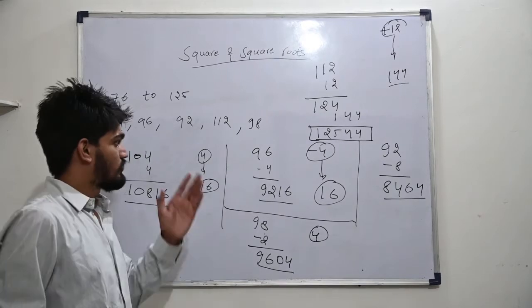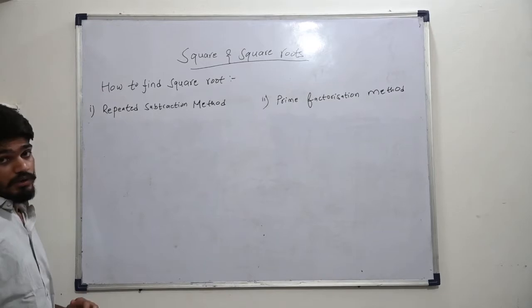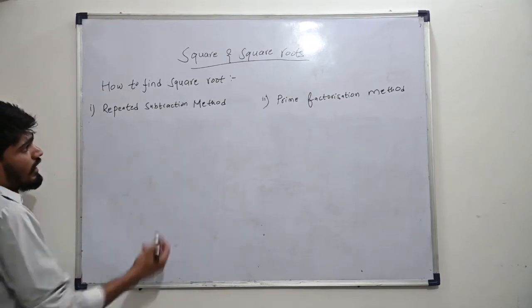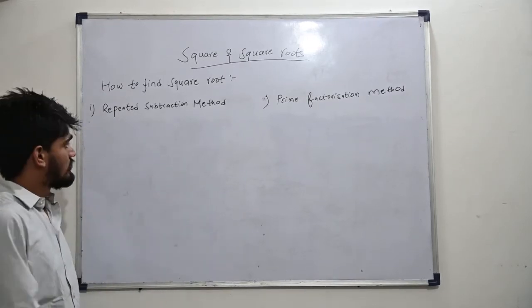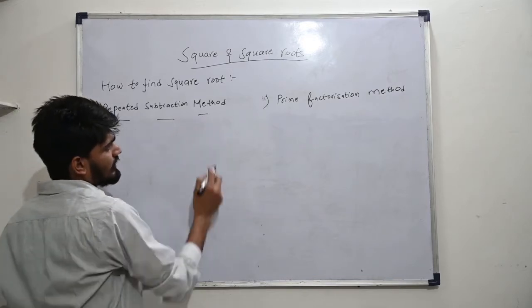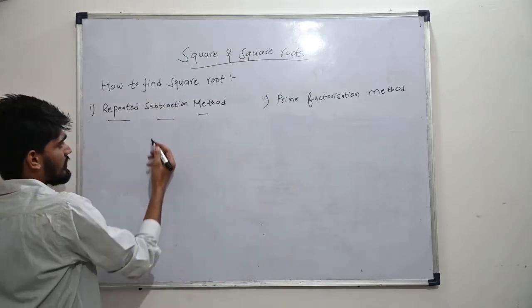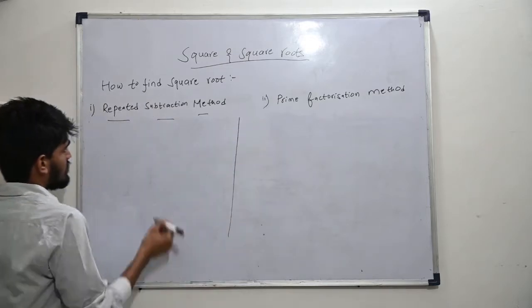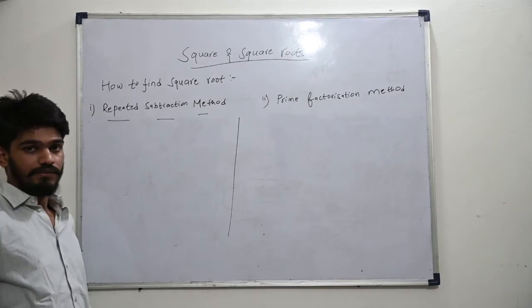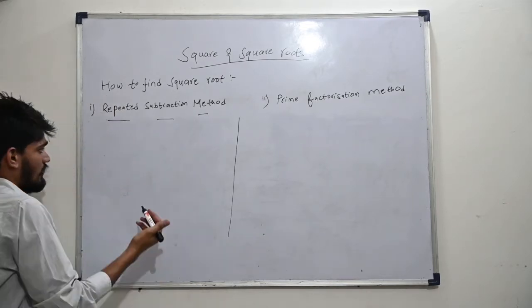Now we are going to check what exactly is square root and how to find it. Okay. Now we are going to learn about how to find square roots. For that we have two methods which we are going to discuss in this class: repeated subtraction method and prime factorization method. Let's have an idea about this method first of all. In this method, I will take one example and then with the example I will try to make you understand.